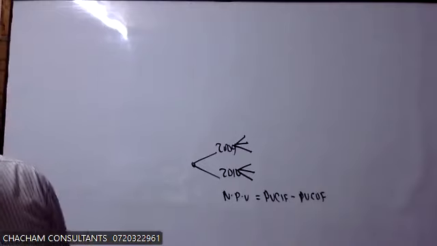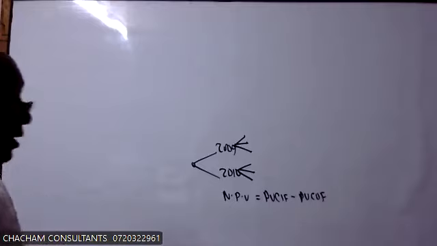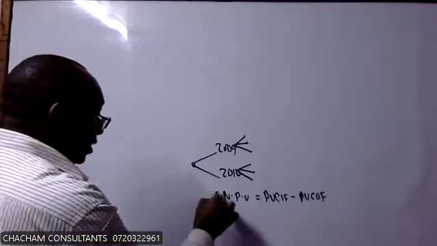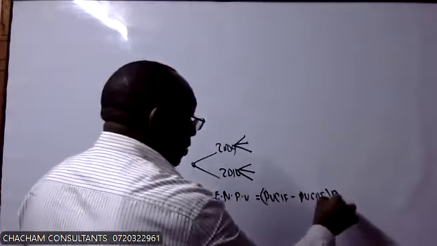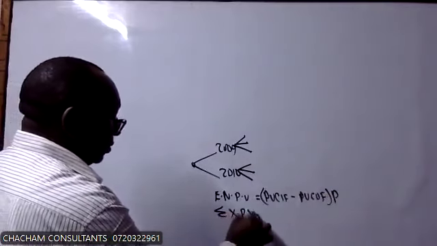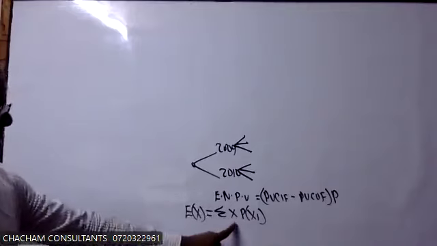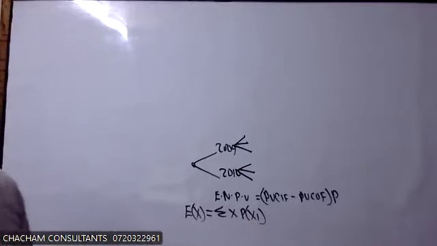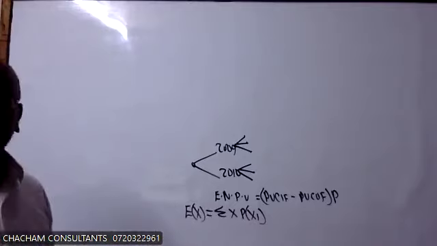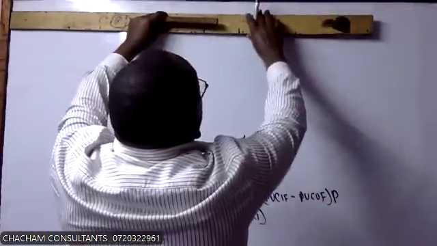Then, because the question is talking of the expected, we will then have the what? The probabilities. As in this one now, if we call it the expected, this one will have to be multiplied by the probability. You remember the formula of getting the expected value of X. It is the outcome times the probability. When you have that, it becomes easier now to design the decision tree or to design your work.